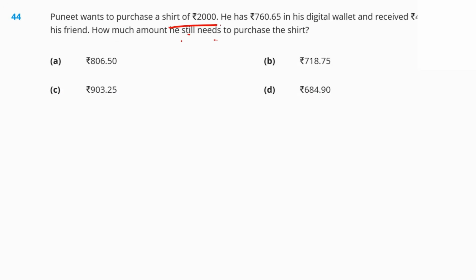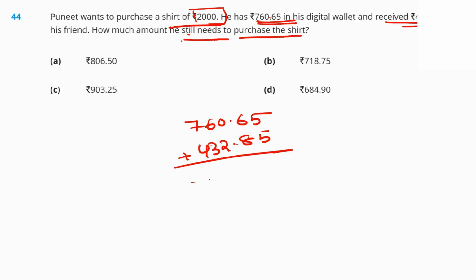Next, question number 44. Puneet wants to purchase a shirt of 2000 rupees. 760.65 is in the digital wallet. 432.85 he borrowed from his friend. How much amount does he still need to purchase the shirt? How much amount does he have in total? 760.65 and 432.85, he has this much money. Let's see how much is total. 5 plus 5, 10, 0 carry 1, 6 plus 1, 7 plus 8 is 15, 5 carry 1, 2 plus 1, 3, 6 plus 3, 9, 7 plus 4, 11. 1193.50 he has.